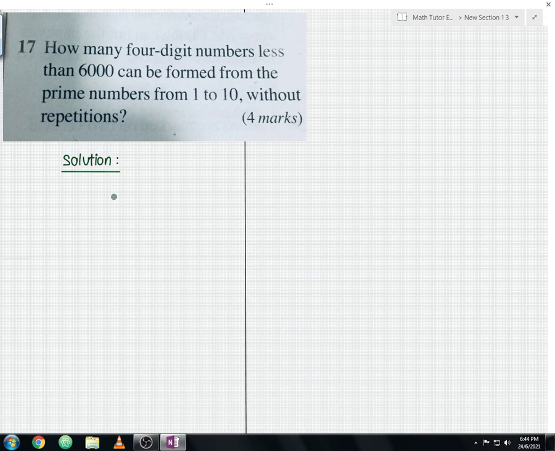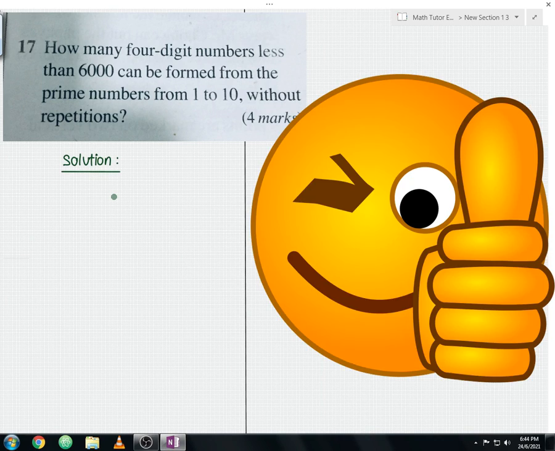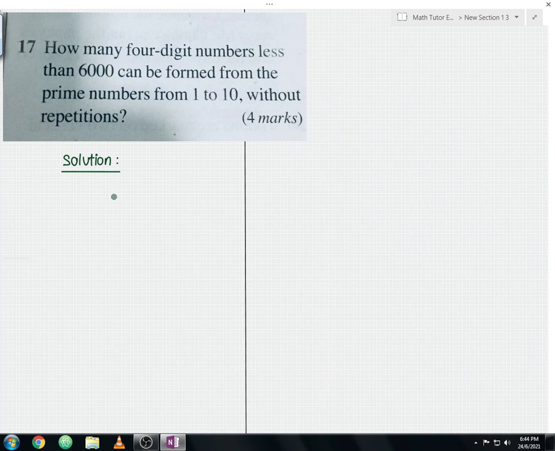How many 4-digit numbers less than 6,000 can be formed from the prime numbers from 1 to 10 without repetitions? So this is the question 2. So I hope that you will attempt this question in the future. If you could manage to solve this question, a big thumbs up to you guys. But if you can't solve this question, no worries. I'm going to show you the step-by-step working and the solutions. So without further delay, let us start to solve the question.